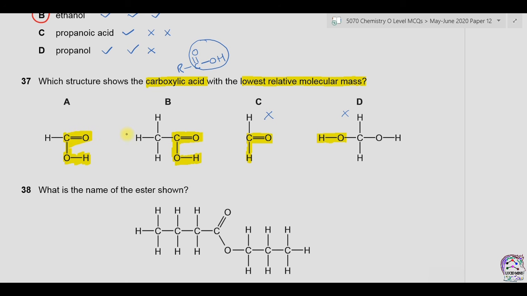Let's find the molecular formula of A and B. In A we have 1 carbon atom, 2 hydrogen atoms, 2 oxygen atoms. In B we have 2 carbon atoms, 2 oxygen atoms and 4 hydrogen atoms. As in B we have higher number of carbon atoms and hydrogen atoms, therefore the molecular mass of B will be higher, so the answer is A.